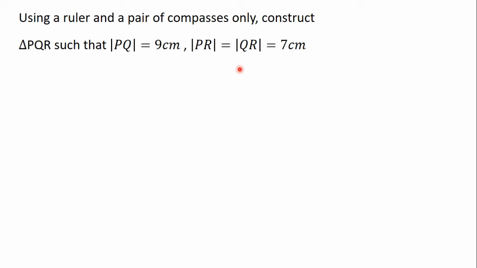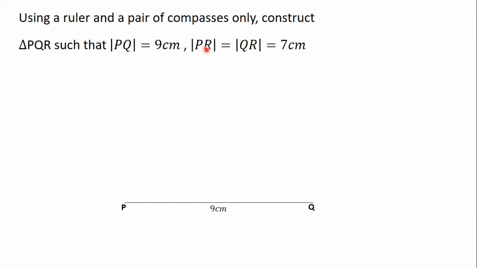This information is sufficient for us to construct the triangle PQR using a ruler and a pair of compasses only. As we saw in the previous video, before we can construct this triangle, we will first have to choose one of the sides as our base. I'm going to choose the side PQ as the base. PQ has a length of 9 centimeters. So using your ruler and your pencil, you draw the line PQ, which has the length 9 centimeters. Then we'll move on to the next side.